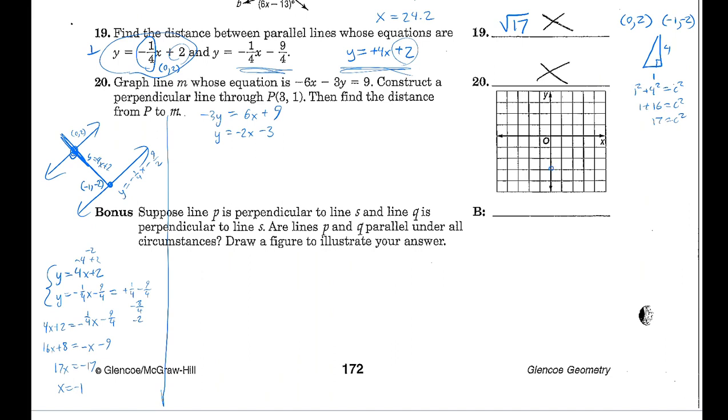So then I'm going to graph that. I'm going to go to negative 3, and I have a slope of negative 2. That means negative 2 over 1, or down 2, right 1, and then up 2, back 1, up 2, back 1, up 2, back 1.